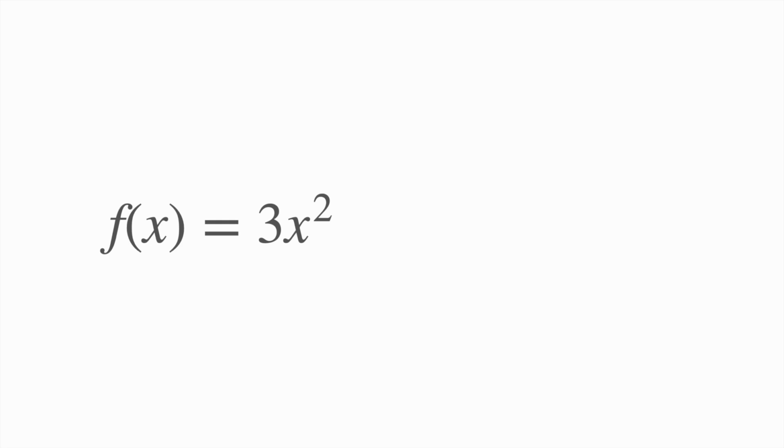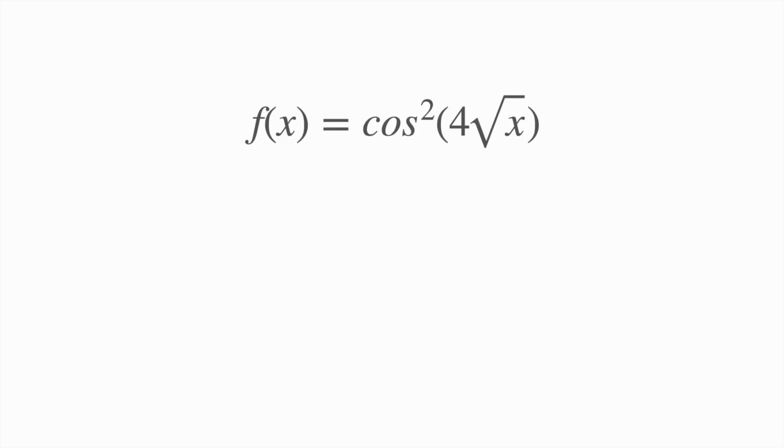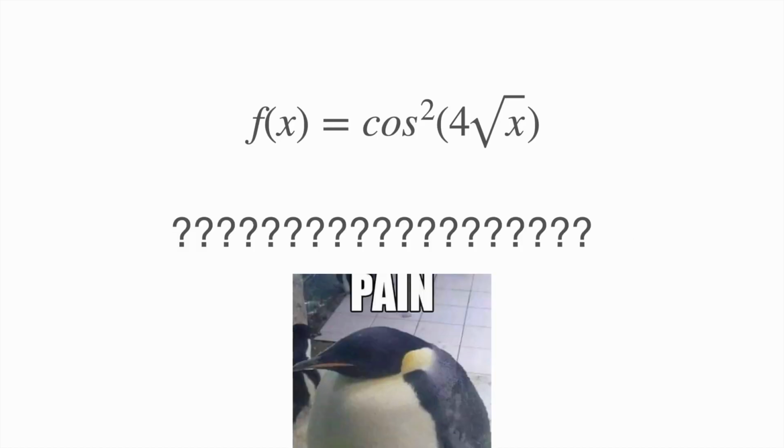Alright, so if we have a function f of x equals 3x squared, we're going to use the power rule when we take the derivative and end up with 6x. Easy enough. This is when things get weird, but there's a handful of rules that can be used to help solve these.